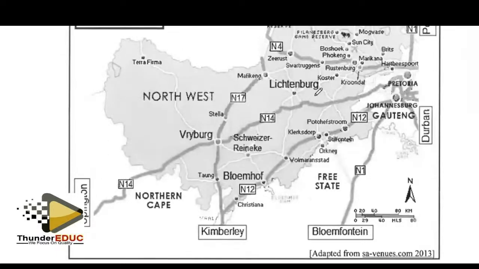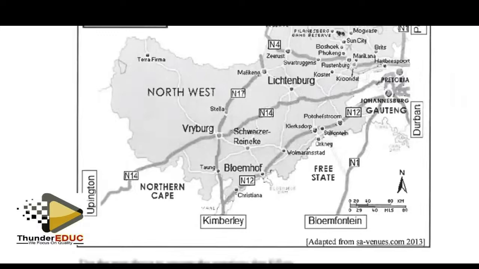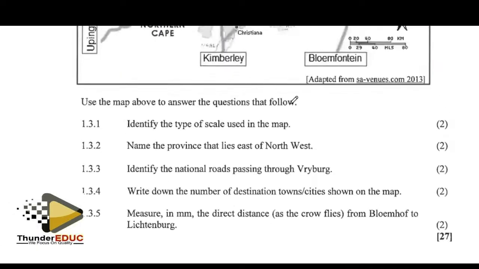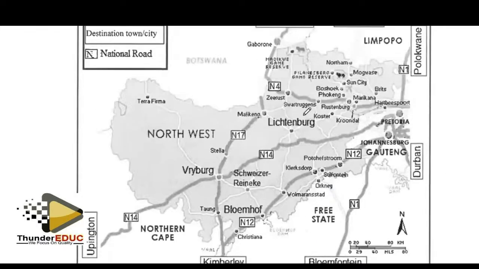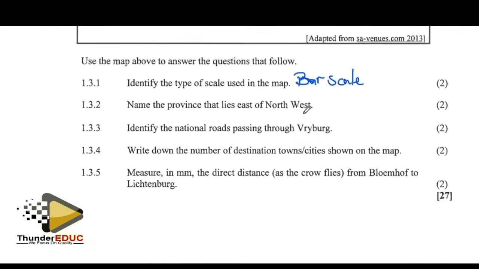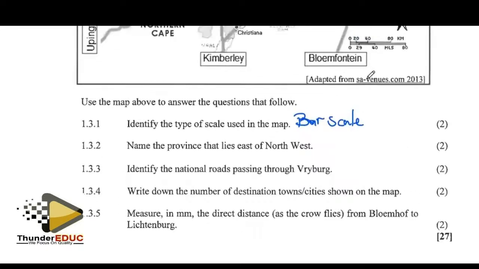1.1.3. We have a map here that we need to look at and analyze. They're telling us to identify the type of scale used. The scale is this one, which is here. Whoever said a bar scale, my friend, you're right. Guys, please refrain from guessing. Someone saying a map scale because it's on a map, no, it's called a bar scale.